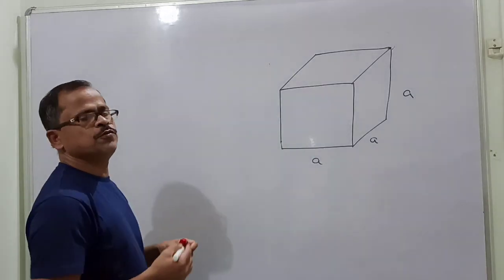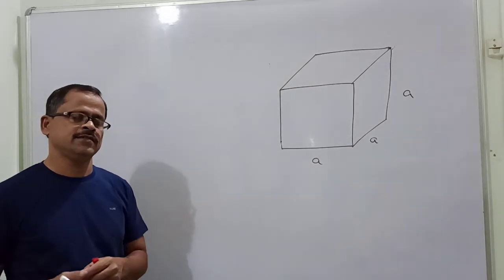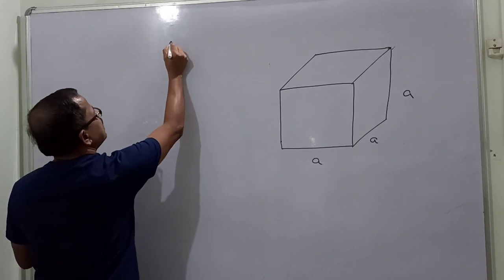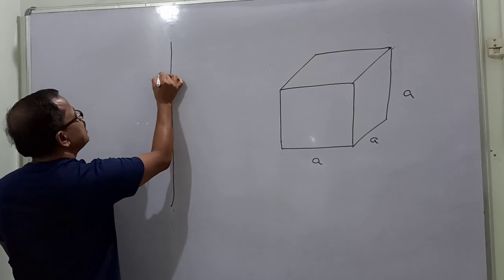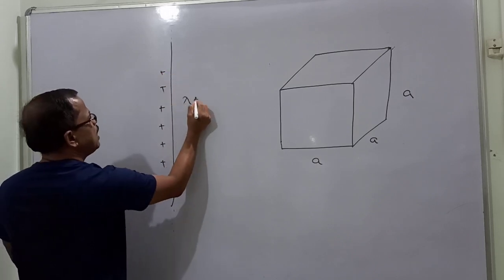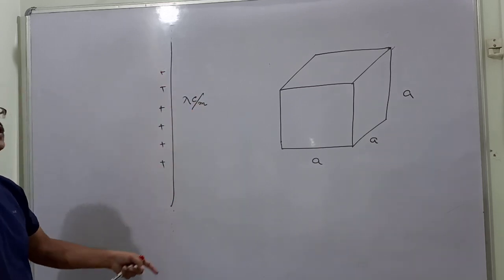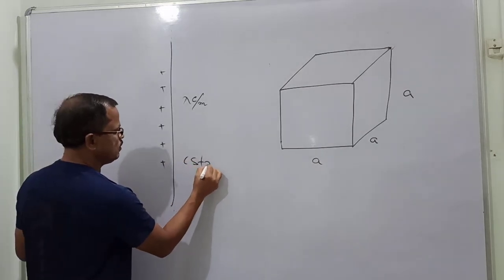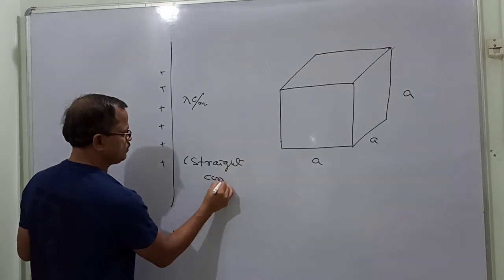Inside the cube there is a charged conductor. The length of the conductor is very large and straight. Inside the cube you keep a very long charged conductor having charge lambda coulomb per meter. This is the charge of the conductor, a straight conductor.